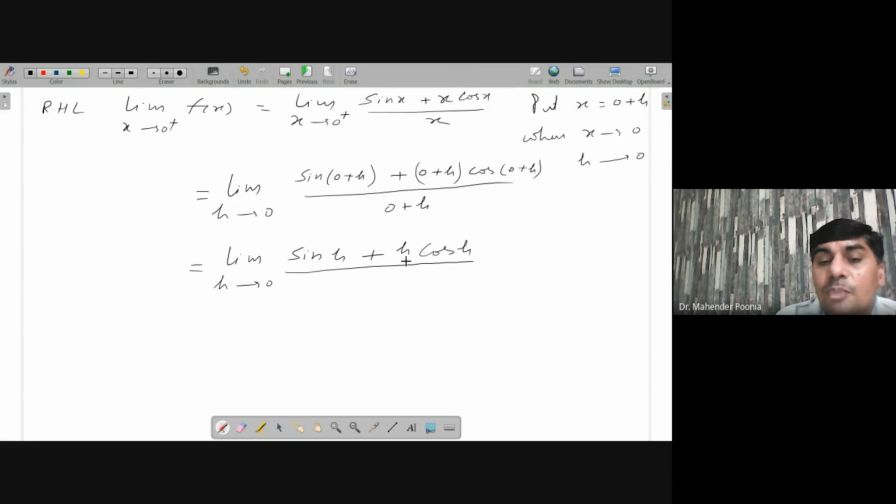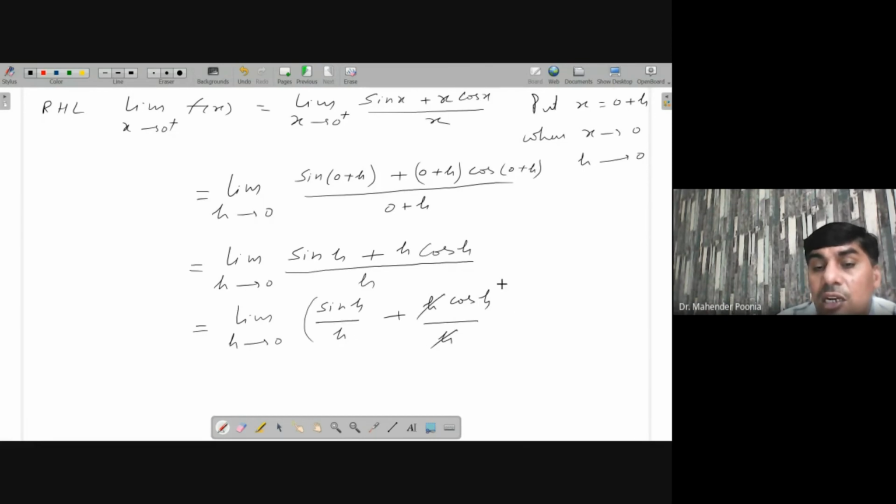So sin h plus h cos h divided by h, we can write it as limit h tends to 0 of sin h divided by h plus h cos h divided by h. This h is cancelled with this h. Now put limit h tends to 0: limit h tends to 0 of sin h divided by h plus limit h tends to 0 of cos h.